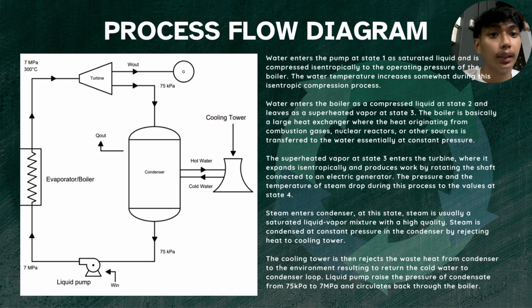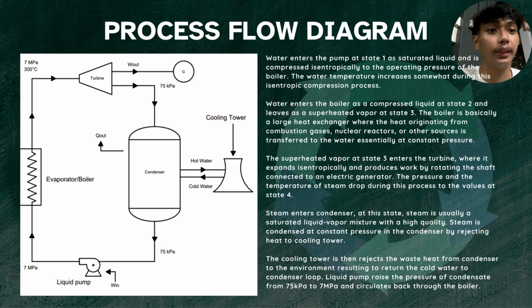So at this state, the superheated vapor is produced at 7 megapascal and 300 degrees Celsius, and enters the turbine where it expands isentropically and produces work by rotating the shaft connected to an electric generator. The pressure and the temperature of the steam will drop during this process to the values at state 4. So the work out from the turbine will be sent to the power generator, and another stream will enter the condenser.